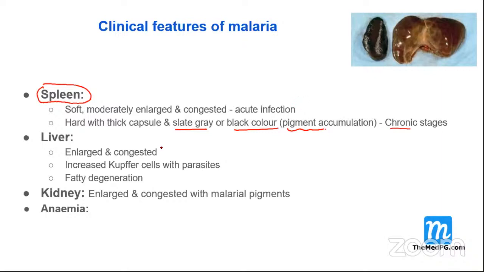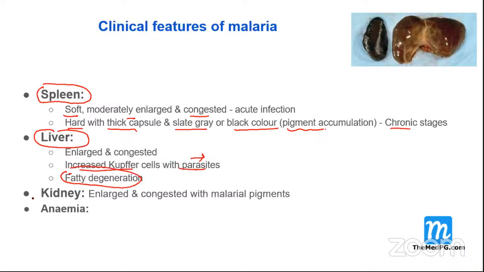And if it is acute, like fresh infection, then the spleen will be felt soft, moderately enlarged, and it is also congested. And if it is a chronic malaria infection, then the spleen will be hard with a thick capsule. And if you observe the liver, there will be hepatomegaly, and there will be an increased number of Kupffer cells. And these cells, they contain what? Parasites. And apart from that, there will be fatty degeneration.